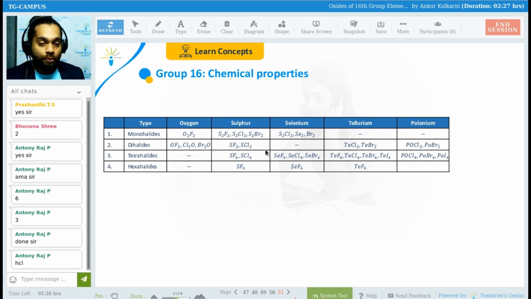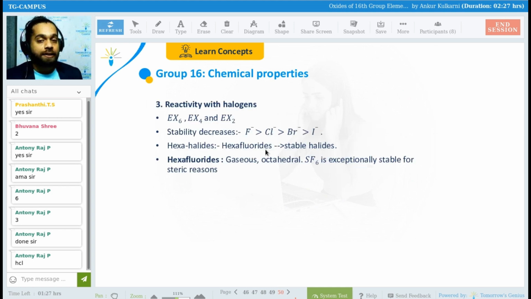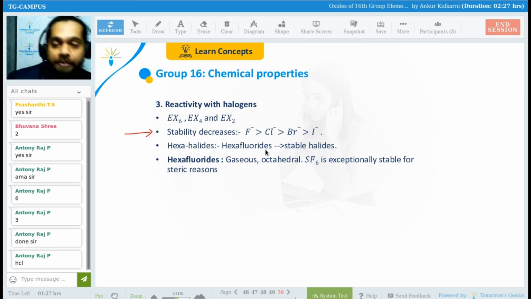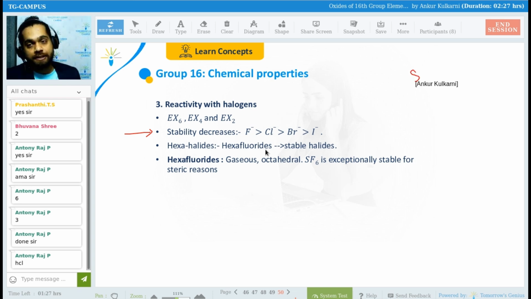Why did I explain this to you? Because look at the stability. As you go down the group, the stability decreases. With the halogens, the stability decreases. Is it clear, everyone? Come on, give me yes or no. Is it clear? Yes.